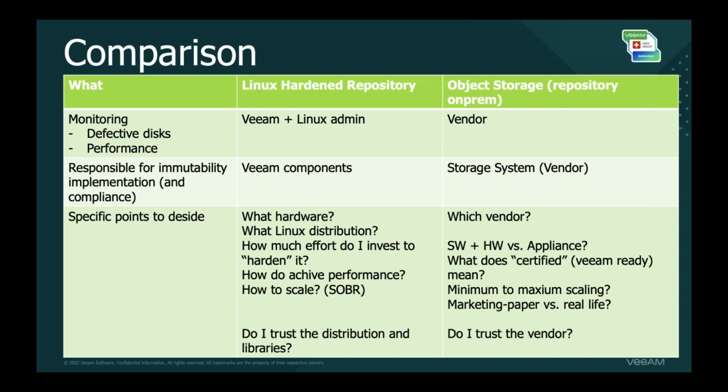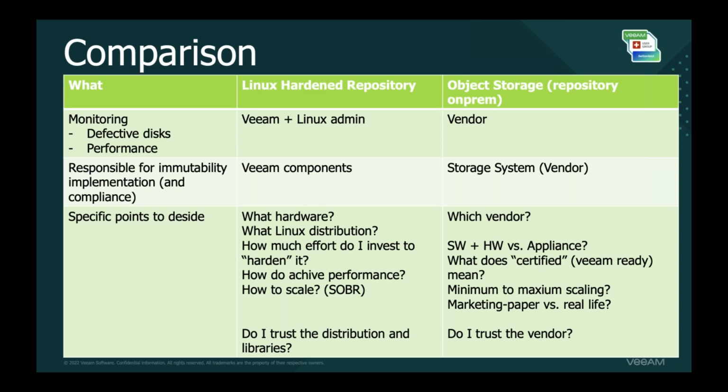And the big question is also, what does certified mean? I mean, if you go to the Linux hardened repository, you need Linux, and that's it more or less. Of course, you have some requirements like distribution and libraries, but that is it more or less. If you go to object storage, the Veeam Ready certification means more or less, yes, object lock works, the APIs work, and the vendor did some testing.